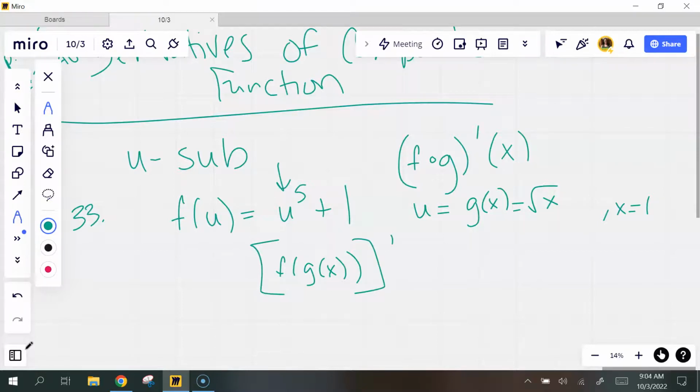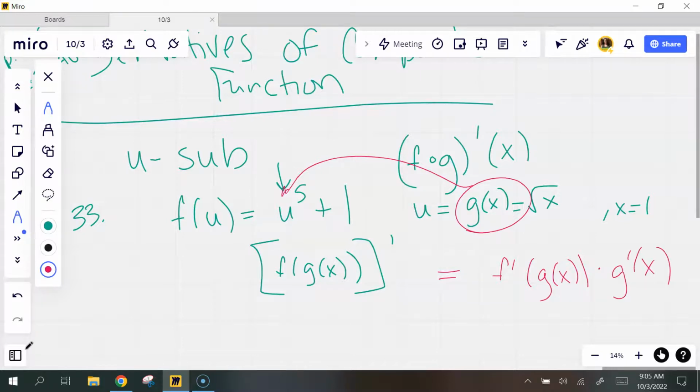Okay. But to do that, they just said, well, instead of writing g, let's put a u in there to hold the place so that it's a little bit easier. Because if you think about what I do whenever I do this, remember it's the outside times, or leave the inside alone, times the derivative of the inside, right? Do we all agree with that?